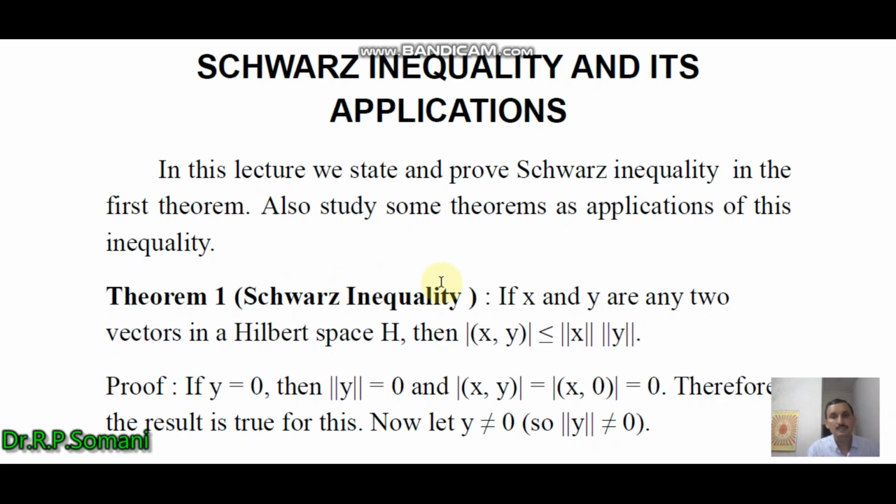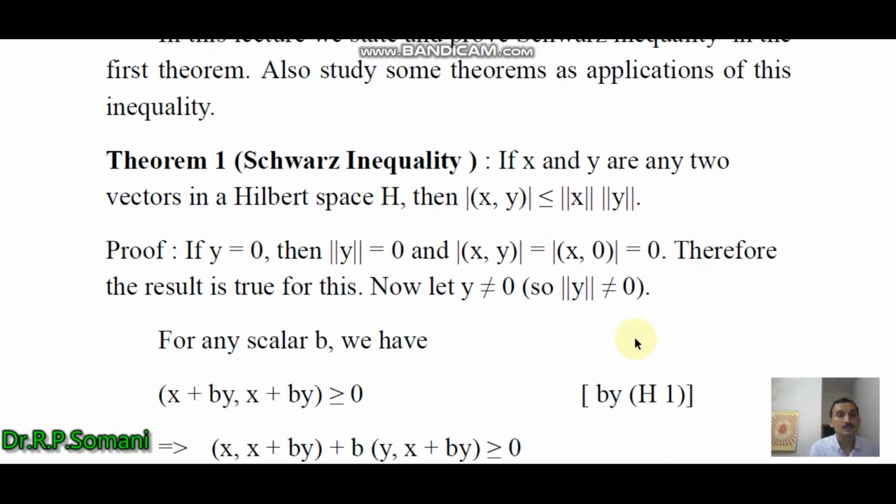Its statement is like this: if x and y are any two vectors in a Hilbert space H, then modulus of the inner product of x, y is less than or equal to norm x into norm y. So this is the statement of Schwarz inequality. We prove this easily.